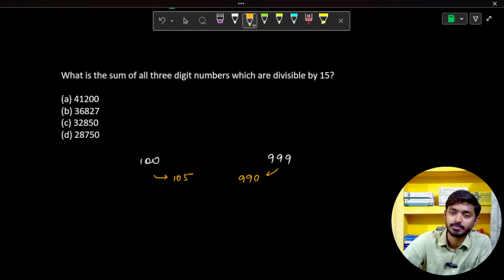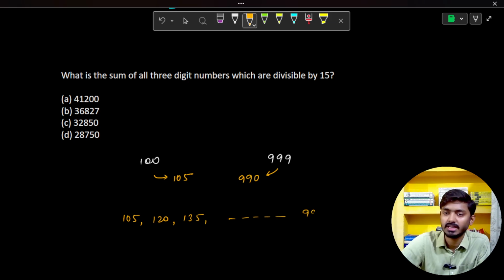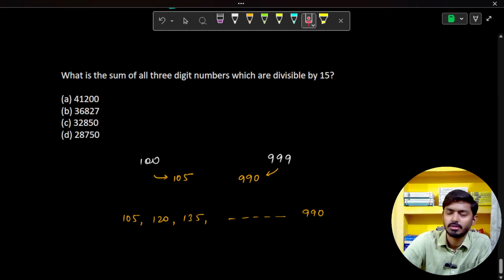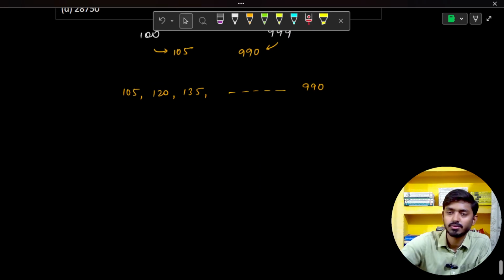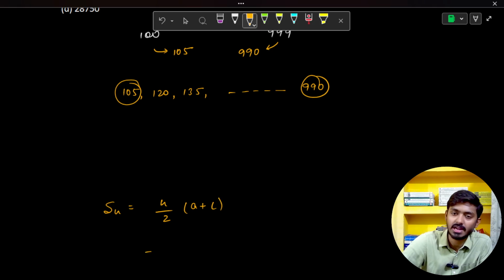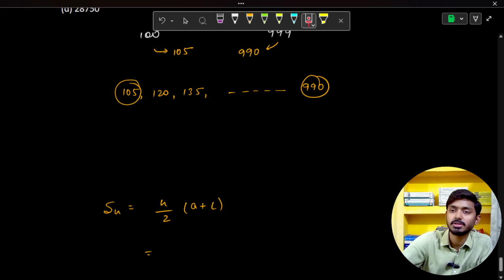What we say is, if we have an AP 105, if we add 15, that would be 120, 135, all the way up to 990. This would turn out to be an AP, and this is the collection of all the three-digit numbers which are divisible by 15. Now, that is very easy, I'd say. What we are supposed to do is find Sn. The formula for Sn is n by 2. Since you know the first term, you'll write A, and you as well know the last term, you'll write L. But the only problem is you don't know the value for n.